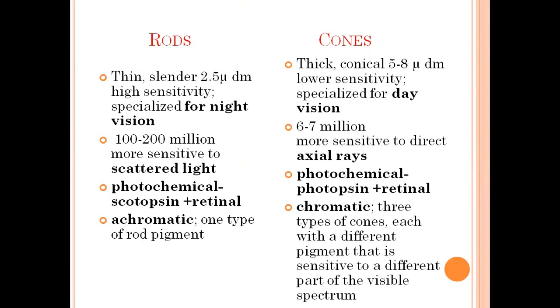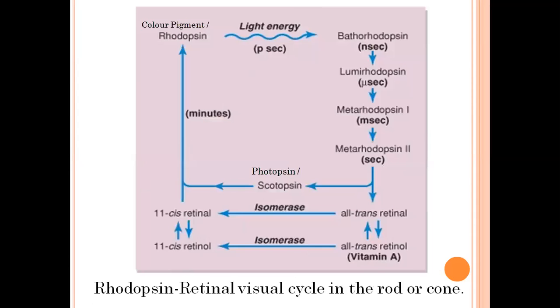What is the major difference between rods and cones? Rods are mainly for night vision, while cones are for day vision and color vision. Rods are more sensitive to scattered light, while cones are more sensitive to axial rays. The pigments present in rods are scotopsin plus retinal, while in cones they are photopsin plus retinal. Rods are responsible for the achromatic response, while cones are responsible for color vision, that's why they are chromatic. There are three types of cones, which we will see in the theories of color vision.